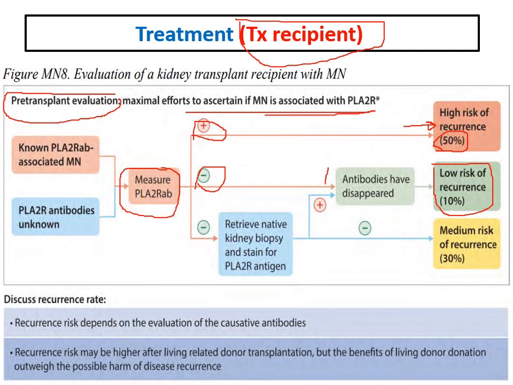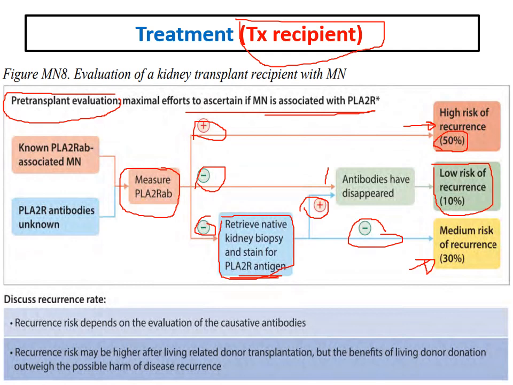If these assays are negative, we should retrieve the native kidney biopsy and stain for the phospholipase A2 receptor antigen. If it is positive, and these antibodies are now negative, there is a low risk of recurrence. But if the native kidney biopsy from the start was negative for phospholipase A2 receptor, there is a medium risk of recurrence.